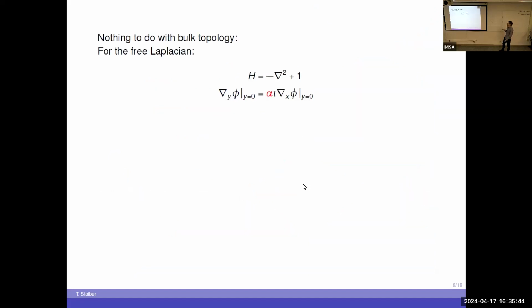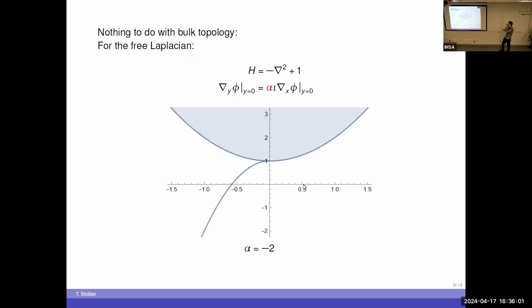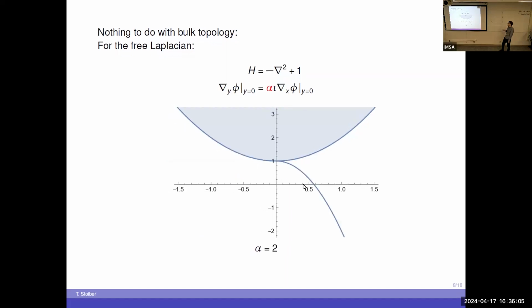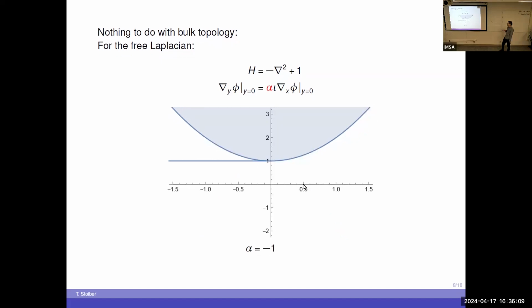Another problem is that this actually has zero to do with the bulk topology. You can play the same game with just the free Laplacian, which is topologically trivial by any account. We put similar boundary conditions where we relate the derivatives in the x and y direction. And you can see here's the same problem. If we vary this boundary condition, we get an edge mode which can go from minus infinity to plus until it merges with the bulk band.